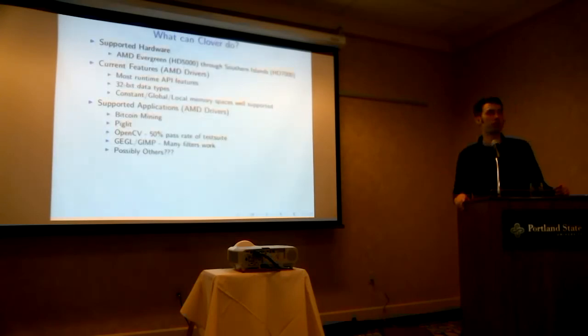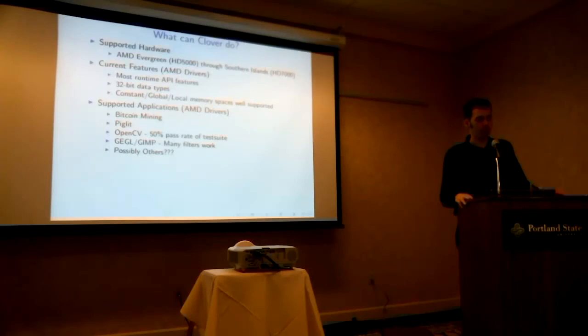Okay, so with this in mind, what can Clover do? Right now, the hardware that's supported is AMD Evergreen, which is HD 5000, all the way up through Southern Islands GPUs, which is, for the most part, HD 7000, give or take a few. So with the AMD drivers, most of the API runtime features work pretty well. As far as the compiler goes, 32-bit data types are really well supported. There's been a little work from the community on double operations for SI, so some of that works. And constant, global, and local memory spaces are pretty well supported. So all data types, even all the crazy vector types, work pretty well right now with AMD hardware.